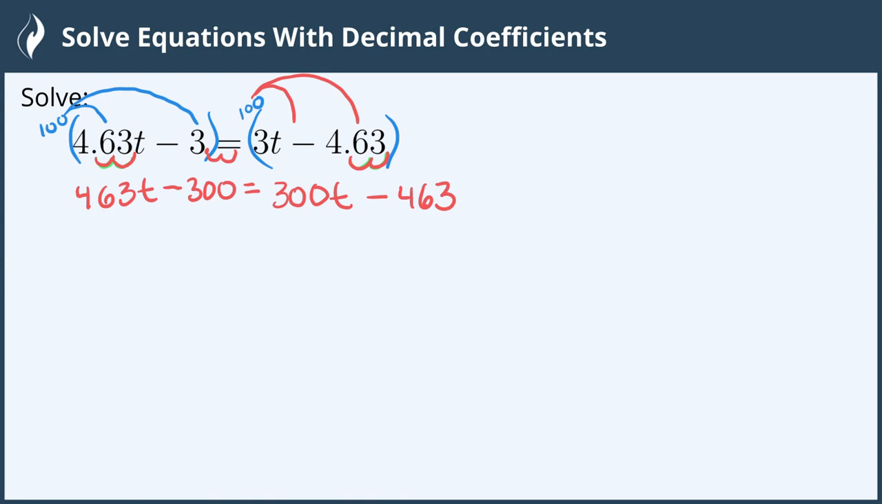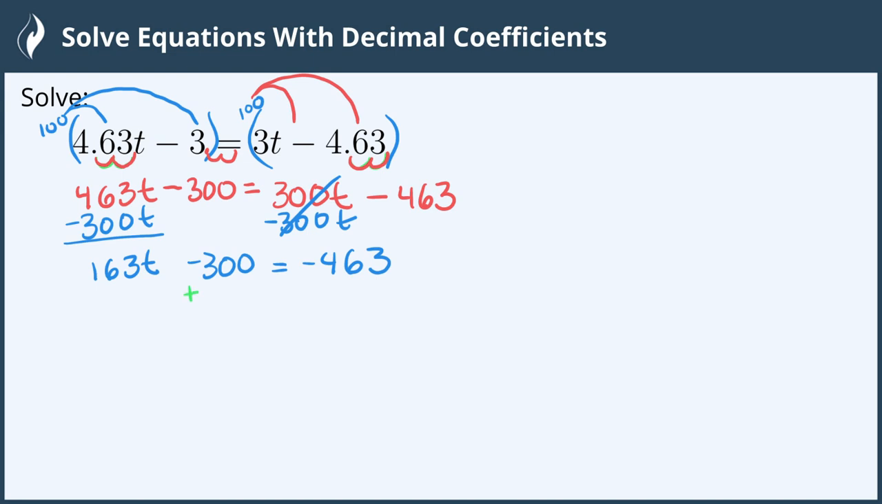Now we need to isolate all of the variables to one side, so I will subtract 300t from both sides. On the right side, 300t minus 300t cancels. On the left, 463 minus 300 gives us 163t, minus 300 equals negative 463. Now we need to continue isolating, so we'll add 300 to both sides. On the left side, minus 300 plus 300 cancels, so we have 163t equals negative 463 plus 300 gives us a negative 163.